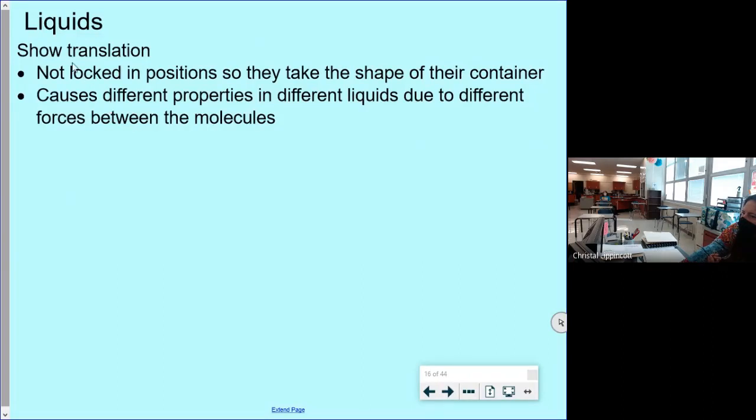So liquids show what's called translation. The molecules in the liquids are able to move past one another, and because of that, they can take the shape of their container.